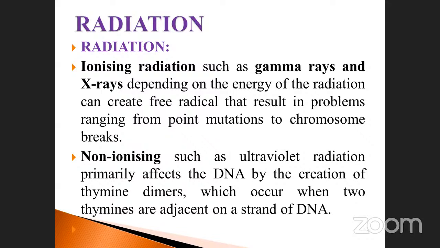Same as ions from the particular area or particular component. Ionizing radiation such as gamma rays and X-rays, depending on the energy of the radiation, can create free radicals that result in problems ranging from point mutation to chromosome breaks. Once again, ionizing radiation, particularly gamma rays and X-rays, depending on the energy of the radiation, can create free radicals that result in the problem ranging from point mutation.